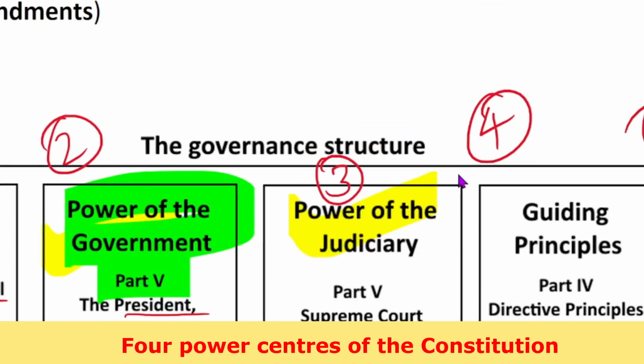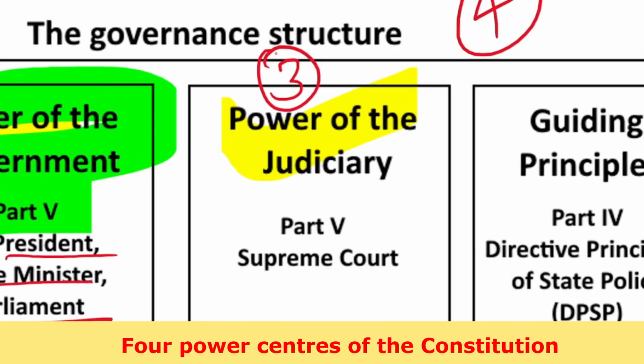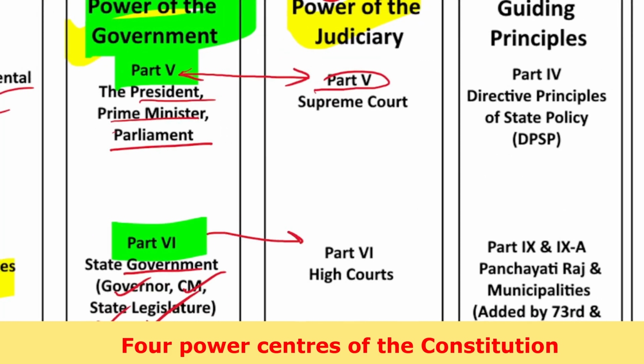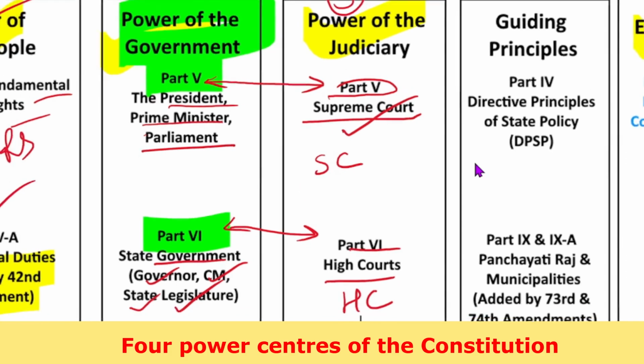Third important power center of the Constitution is the judiciary. It has got 2 parts. Again, those 2 parts which we mentioned earlier. Which 2 parts? Part 5 and 6. So under these 2 parts, we have Supreme Court in Part 5 and High Court in Part 6.